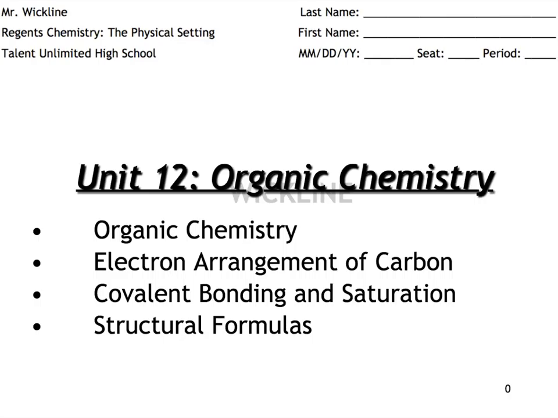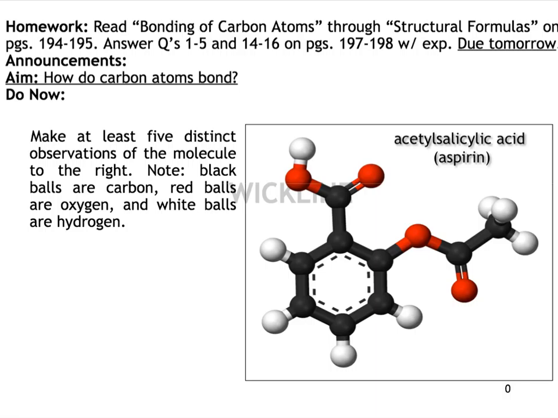Hello all, in this lesson we're going to be doing our first lesson in Unit 12, Organic Chemistry, and we're just going to go over the basics in this lesson, including what makes carbon so special. The homework associated with this lesson is here. We'll do that in class, and the aim you need to copy down now is how do carbon atoms bond. And let's draw this molecule together and we'll make observations of it tomorrow.